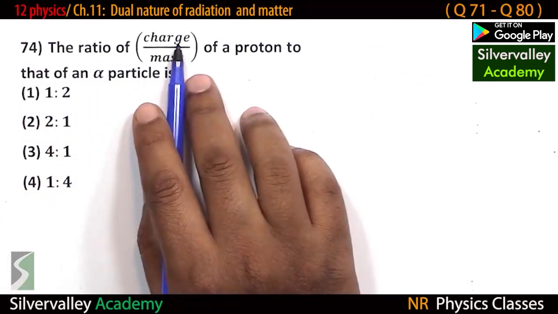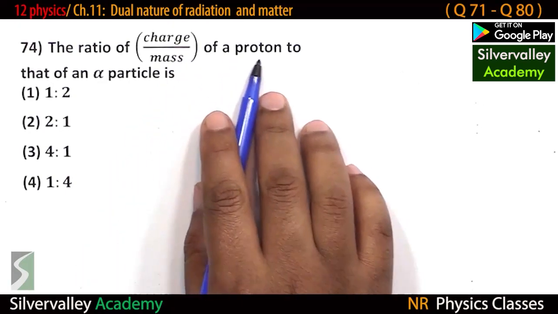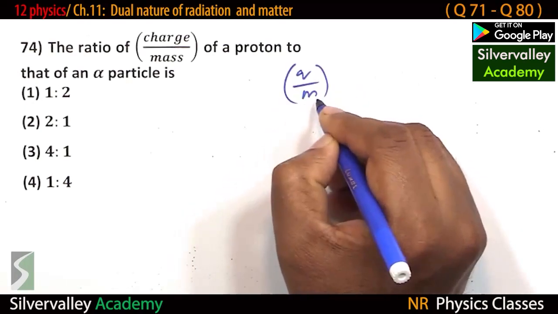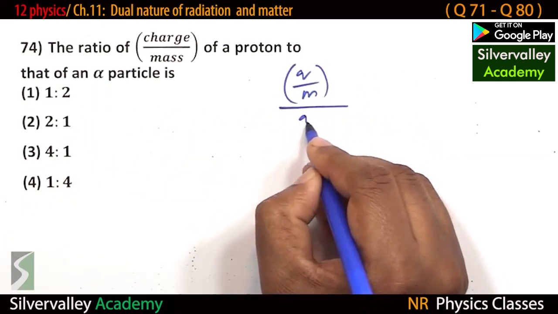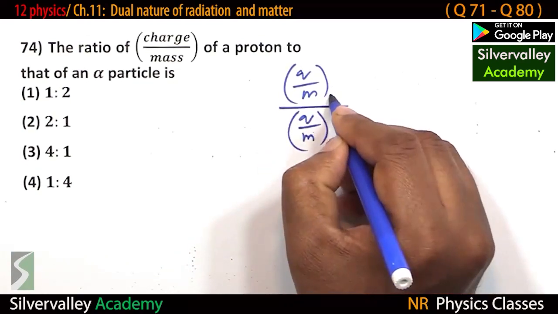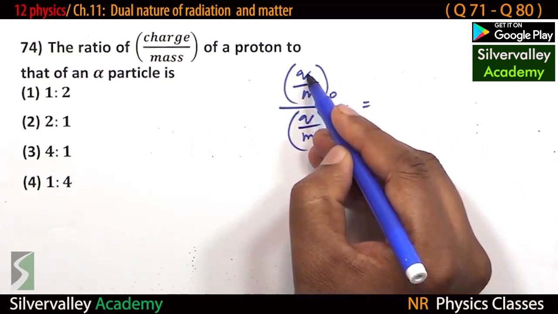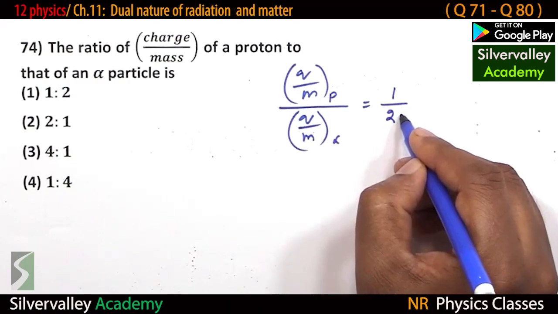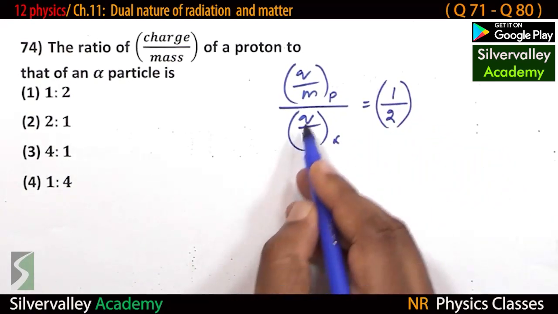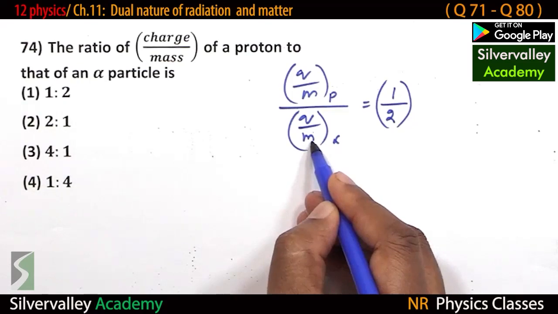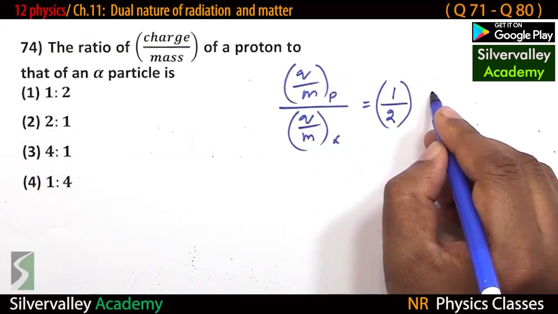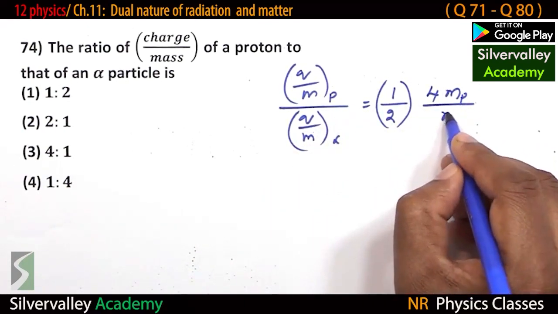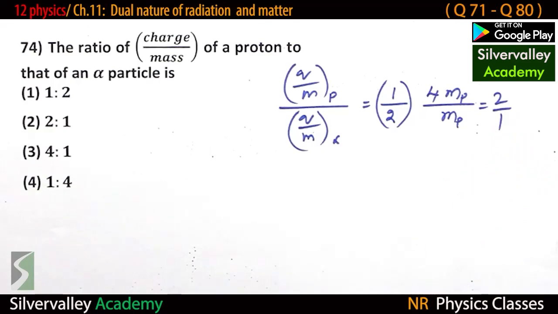The ratio of charge by mass of a proton to that of an alpha particle. Charge by mass of proton over charge by mass of alpha. Charge of proton is 1 times, charge of alpha is 2 times. Now the mass of alpha goes to the numerator; the mass of alpha is 4 times the mass of proton. This is the mass of proton, so it is 2:1.